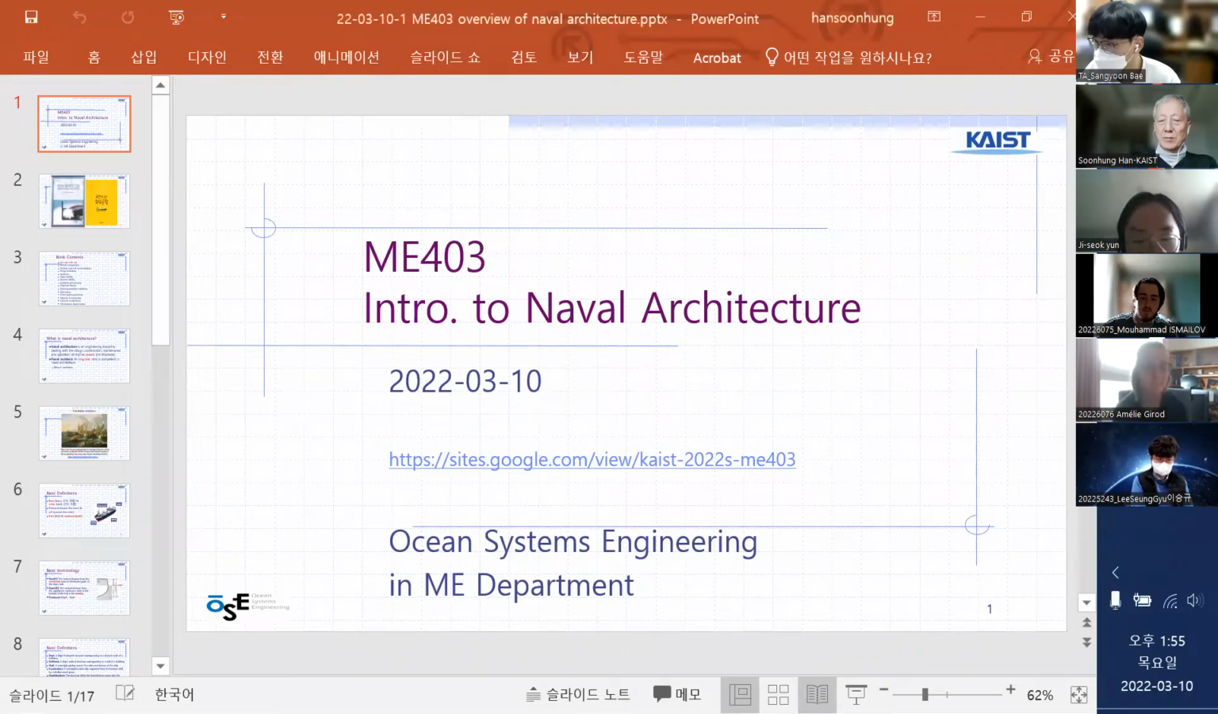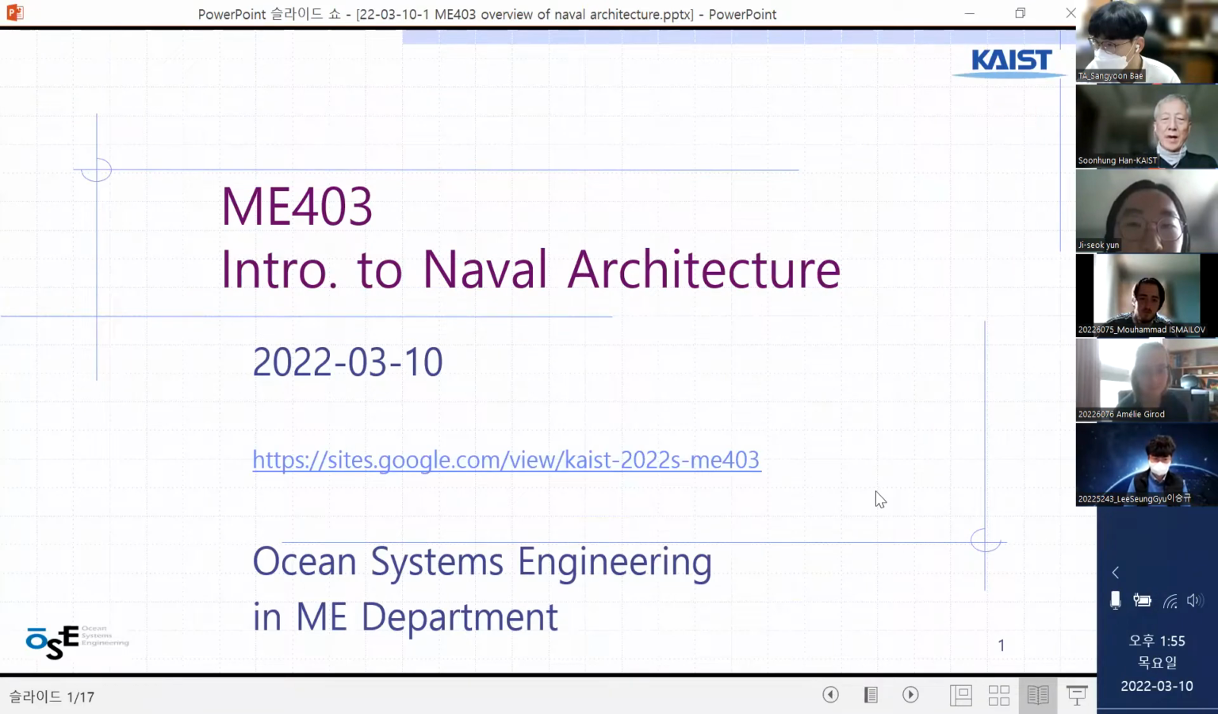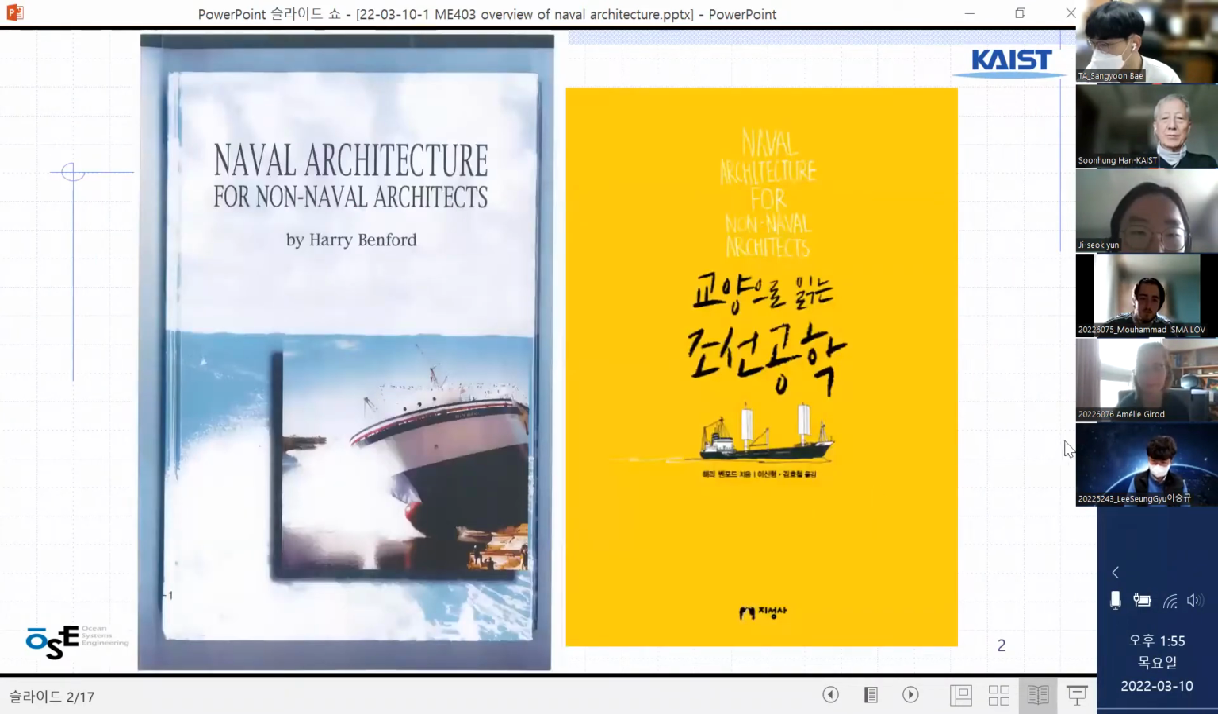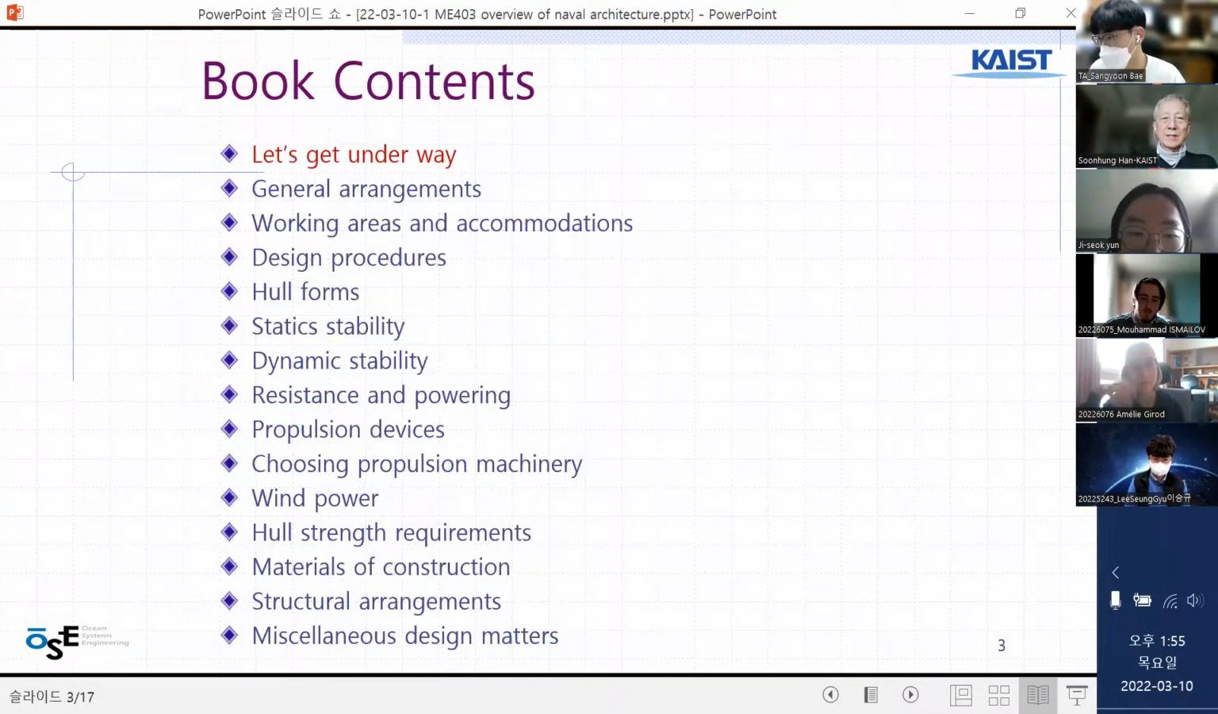So this one is the overview part of the naval architecture. And this is the book we are covering. And the book has the chapter names like this. And we start from the beginning. So you see that important keyword in here. Right? So each one you need to understand what is the meaning, because it's not popular wording.